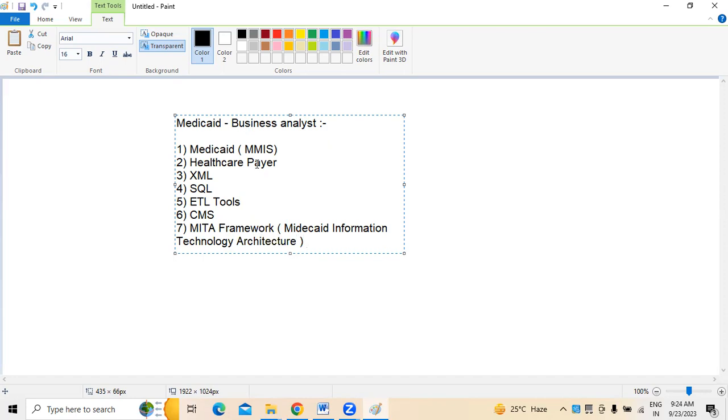MITA means Medicaid Information Technology Architecture, right? Because the MITA framework is exclusive to the Medicaid field. This knowledge means knowing about this technology framework and how it functions. This is also one of the prominent things which we must be good with.